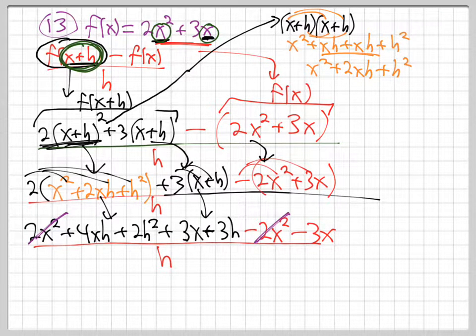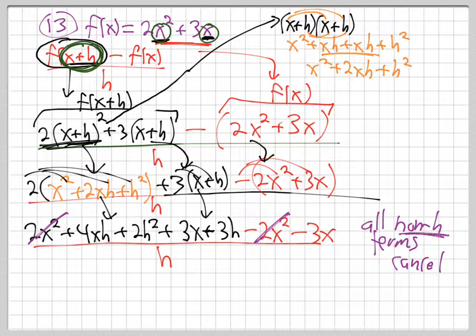Basically, let me give you a hint. All non-h terms cancel. Every term that doesn't have an h, you get what I mean by non-h? They're lacking an h, they don't have an h. You should expect them to cancel. So 3x, he doesn't have an h. He better cancel. He does. Look at that. That will always happen.